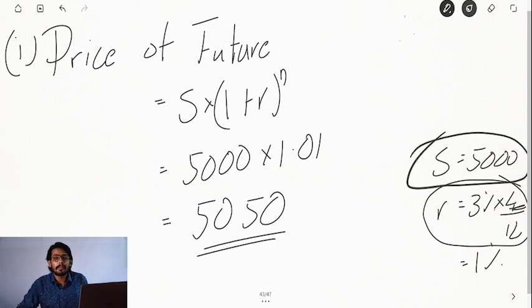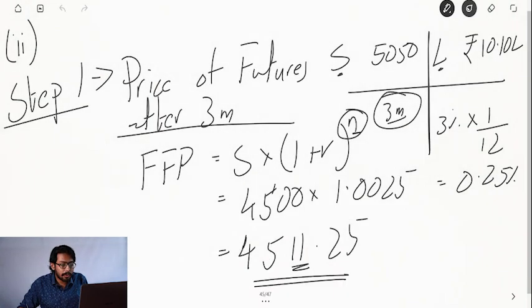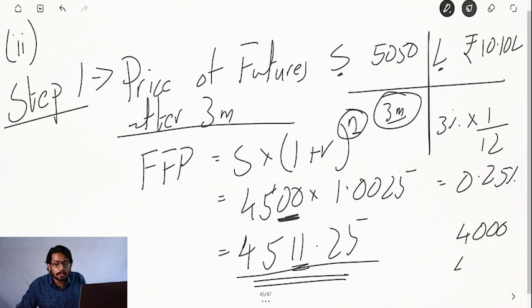My pen sometimes rebels. Okay, index was at 5,000. Future on that index is 5,050. After 3 months, index is 4,500. Future on that index is 4,511. After 4 months, suppose index is 4,000. Future on that index will also be 4,000.